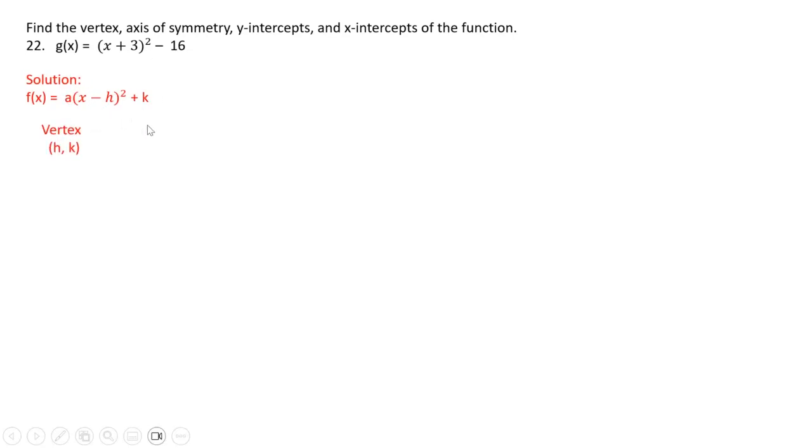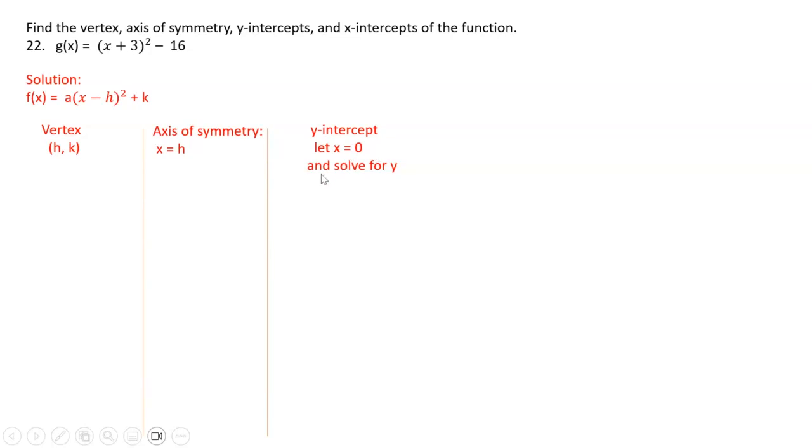Okay, the vertex is going to be (h, k). Because here, guys, what's visual is a vertex and the axial symmetry. Without doing any work, you should be able to find the vertex and the axial symmetry. And again, the axial symmetry will be the h part, because that'll be the x part of the vertex.